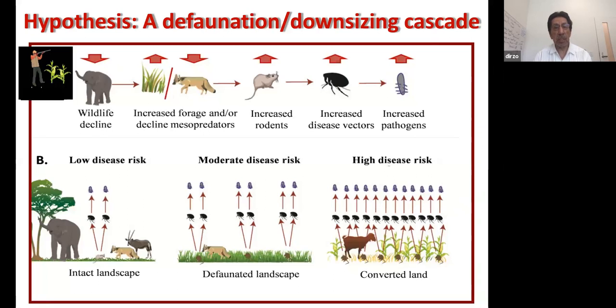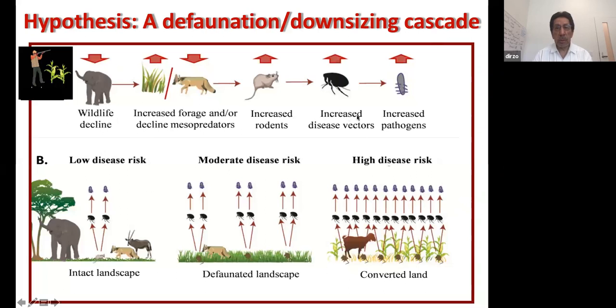So we are hypothesizing that in the absence of the big animals, changes in the vegetation, changes in mesopredators, small animals are going to increase. That would be the case of rodents and some other animals of a similar size. If those animals increase in abundance, the ectoparasites that they carry, fleas, ticks, and so on and so forth, are also likely to increase in abundance with them. And if those two things, the hosts and vectors of disease increase, chances are that you're going to see an increase in pathogenic agents that might also become more abundant or increase in this situation of cascade driven by deforestation.